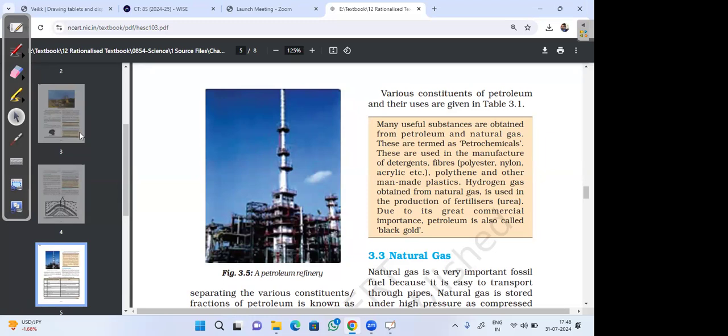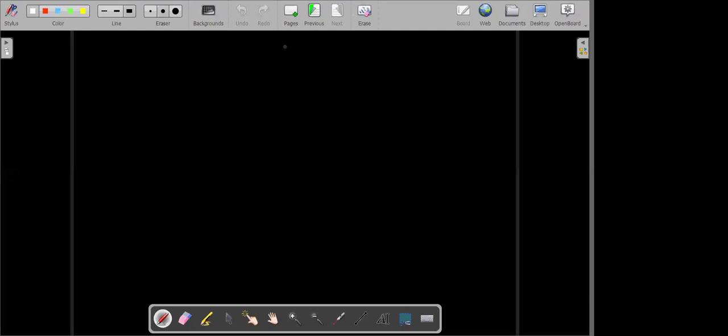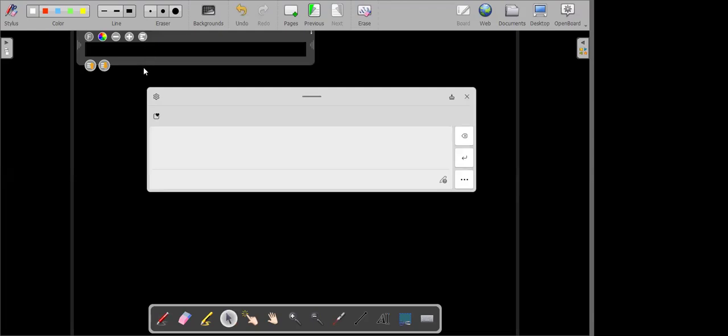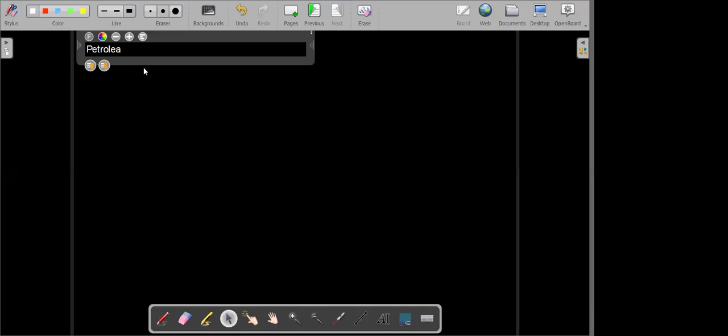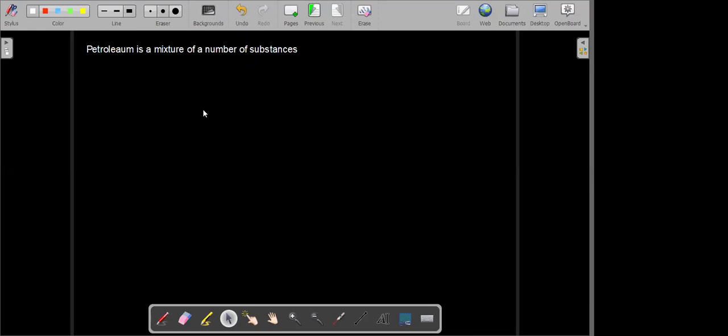The petroleum oil that is obtained from there contains a number of products. It is a mixture of a number of substances, not a single product. Petroleum is not a single product. In petroleum, there are a number of different substances which we can obtain from it.